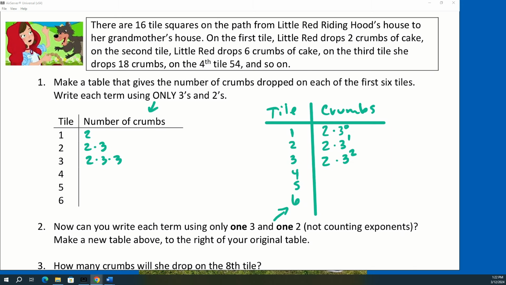Okay, so I got you guys started on the tables. And this is just to help you see the formula. If you see why it is what it is, then hopefully it'll help you remember it.